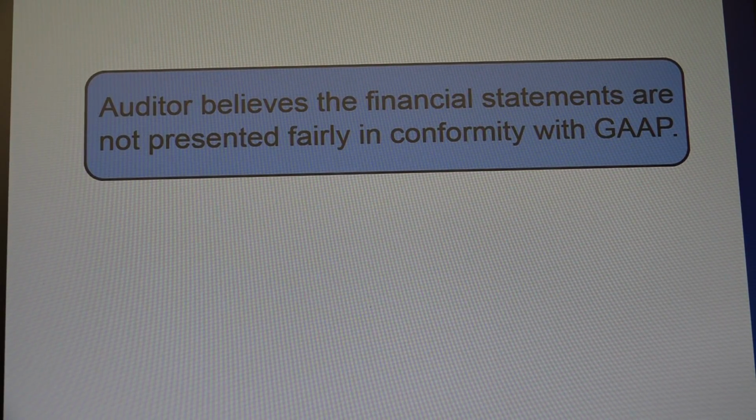And one of two things happens. The client corrects the problem so that the financial statements are presented fairly in conformity with GAAP. The other thing that quite often happens is the client simply terminates their relationship with the auditor at that point and goes and finds a different auditor, or possibly, if management of the company and the auditing firm are at loggerheads, at some point the auditor may want to just terminate the client.